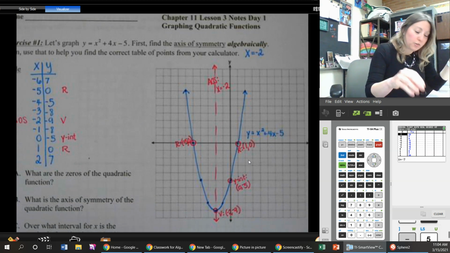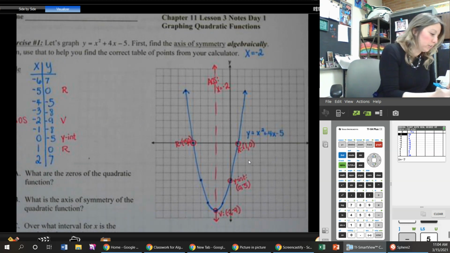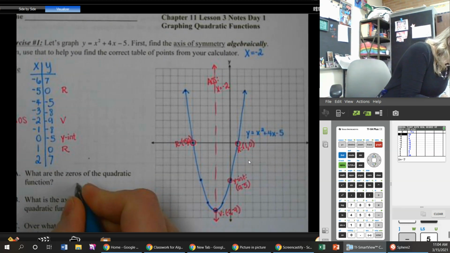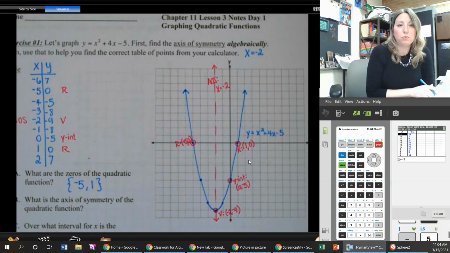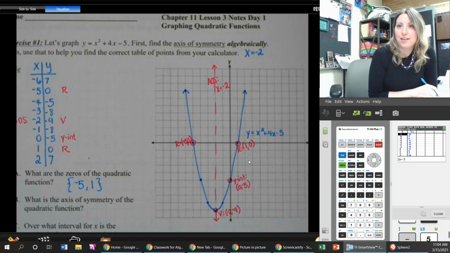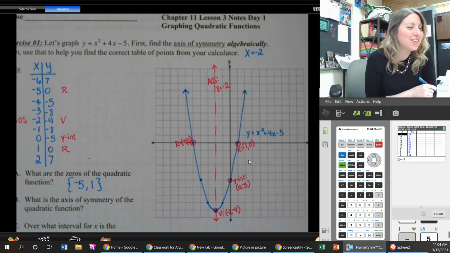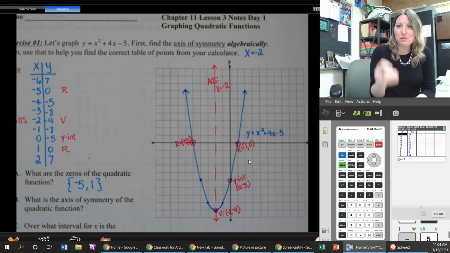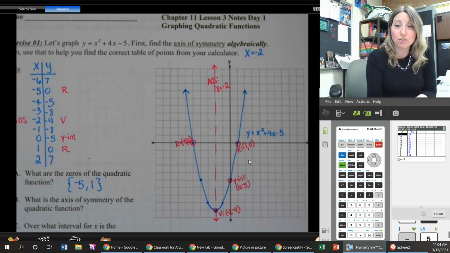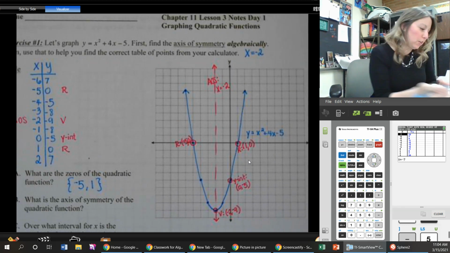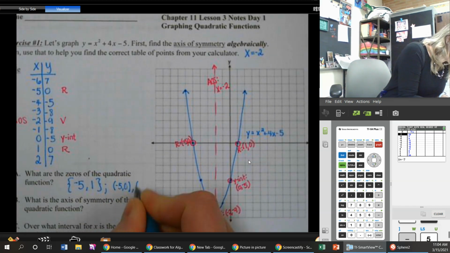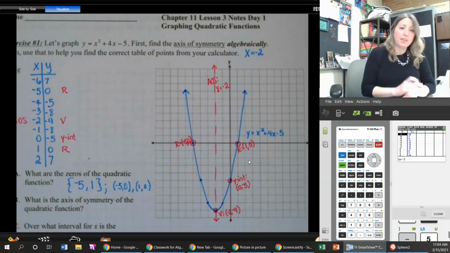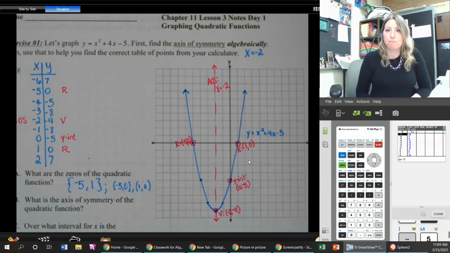What are the zeros for the quadratic function? Well, let's start answering those pieces, right? The zeros are -5, 1. And I'm going to go ahead and put those two answers for x in curly braces because those are answers for x. They are not coordinates themselves. If I want the coordinates, it's -5, 0, and 1, 0. So that is the other way you can answer this question. -5, 0, comma, 1, 0. Okay, that is the other way you could answer that question.